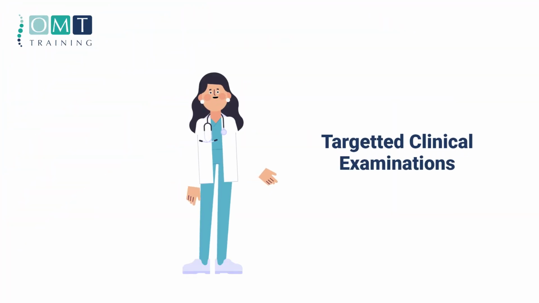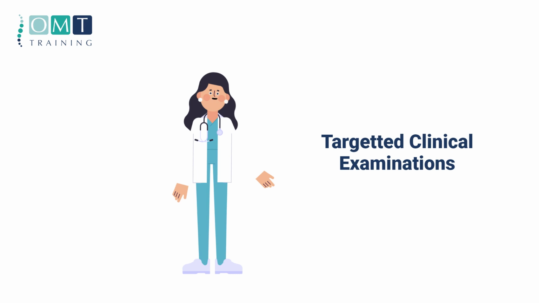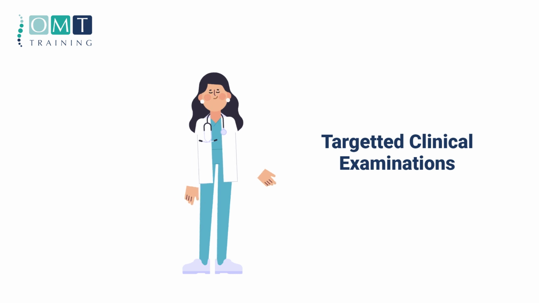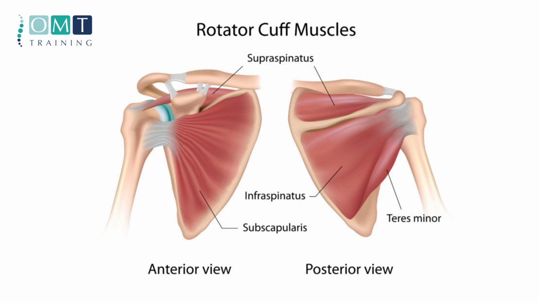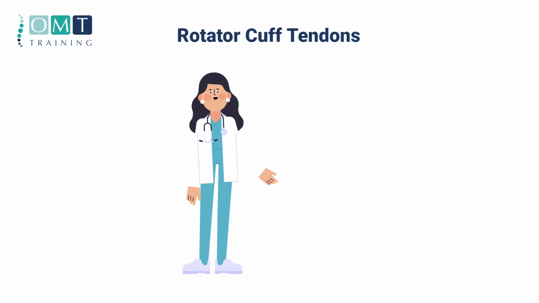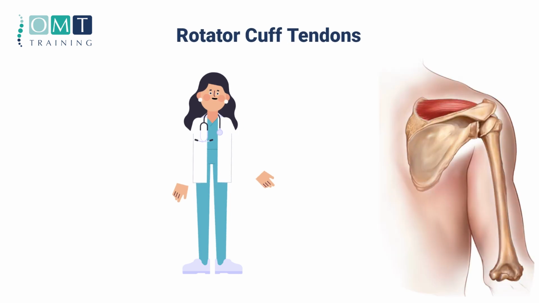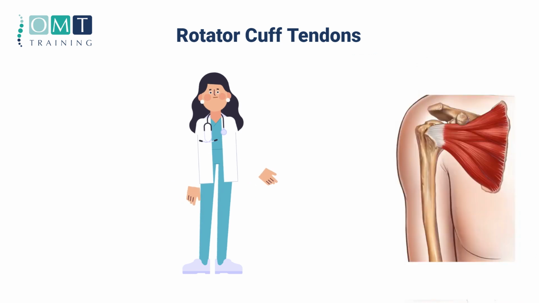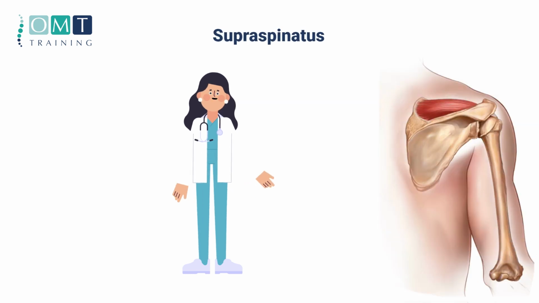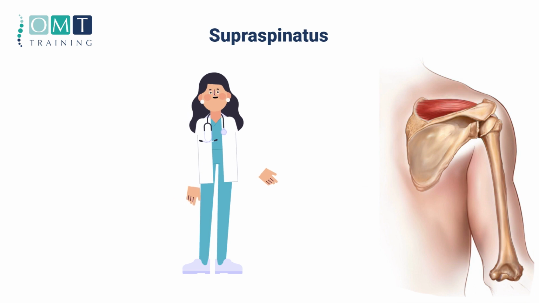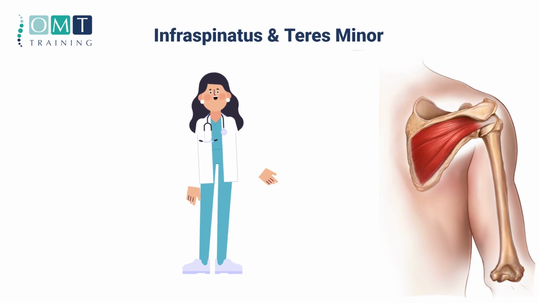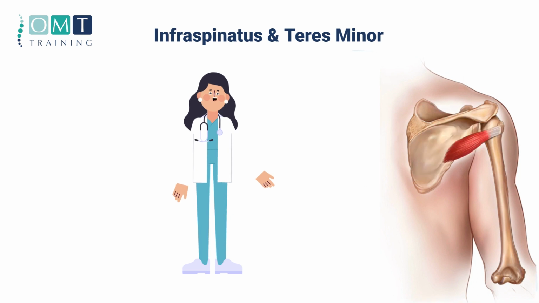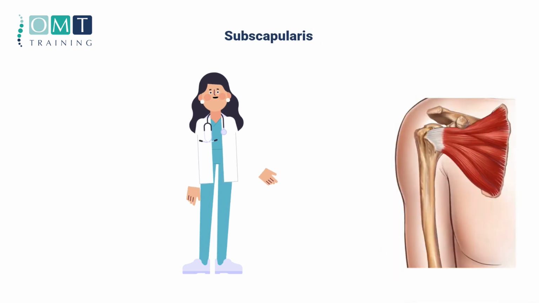Next, I am going to show you targeted clinical examination of the shoulder joint for the most common pathologies. I will start with rotator cuff pathology as it is the most common diagnosis. There are 4 rotator cuff tendons: Supraspinatus, Infraspinatus, Teres minor, Subscapularis. Supraspinatus is the main muscle for abduction during the elevation. Infraspinatus and Teres minor are responsible for external rotation. Subscapularis is responsible for internal rotation.